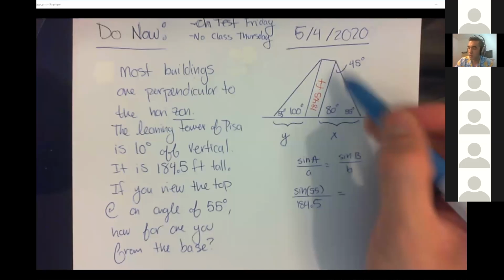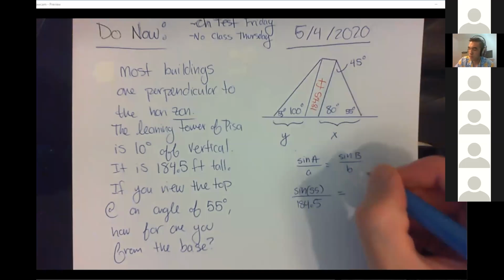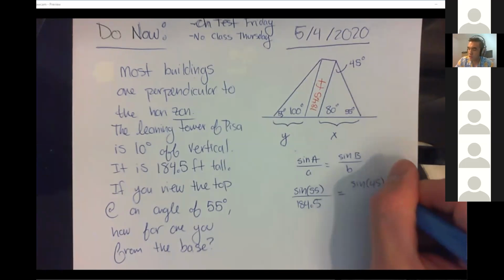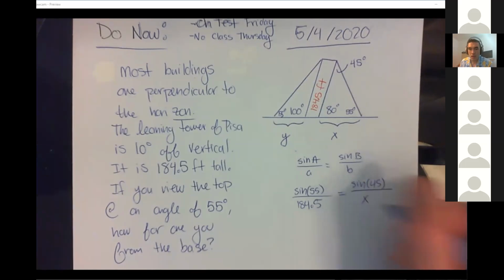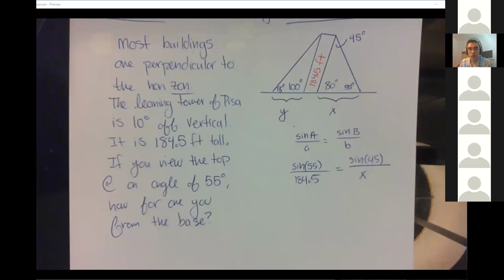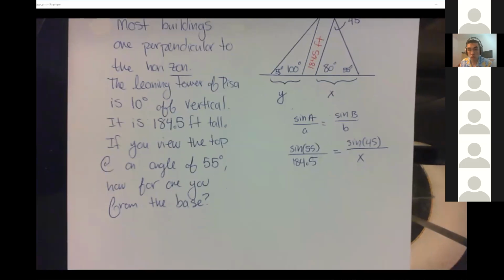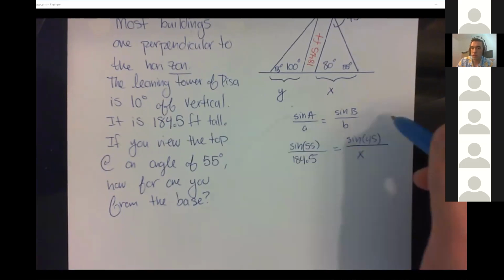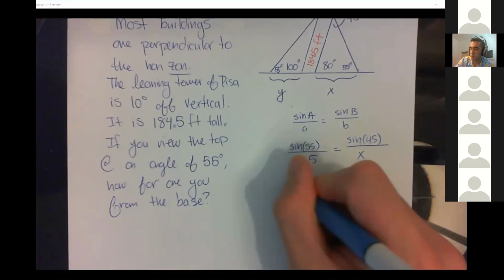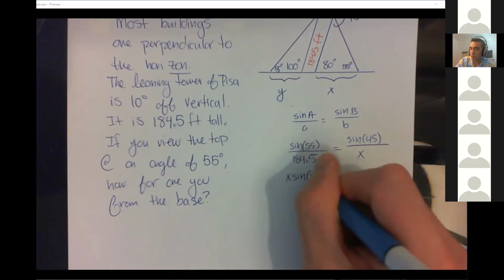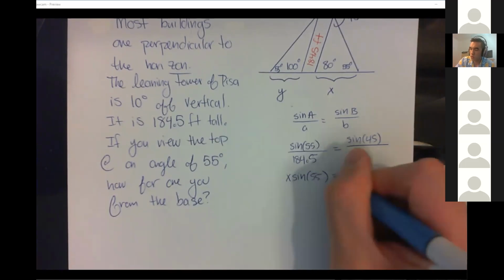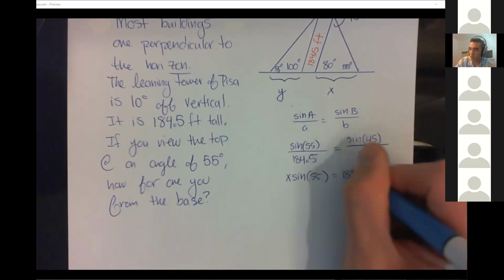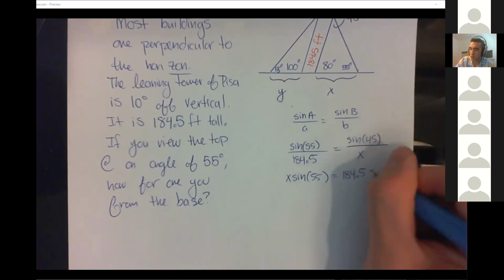Sine of this angle, sine of 45, then divided by that length x. And so I can go ahead and solve for x. In order to do that, we'll cross multiply. So this product is going to be equal to this product. So x sine 55 is equal to 184.5 sine 45.